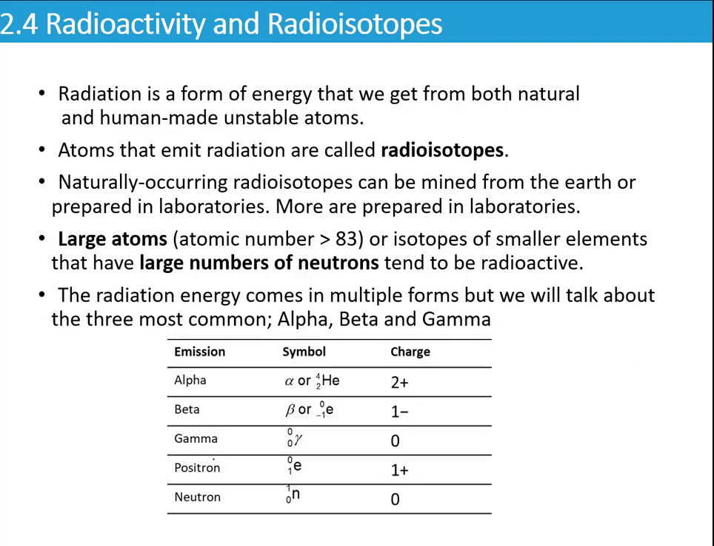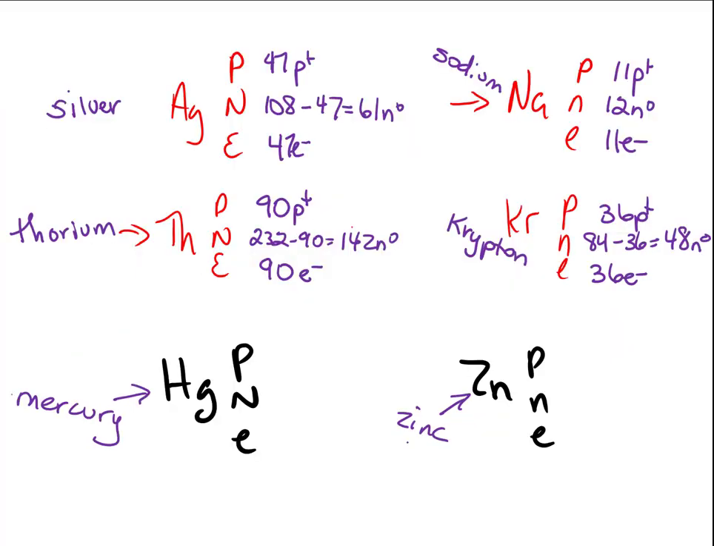So what atoms are like this? Well, the ones that are the most unstable are the big ones. Remember when we were doing this right here? Looking at sodium, see how sodium is like 11 protons, 12 neutrons? They're about the same. But then look at silver. What do you notice about silver? It's 47 protons and how many neutrons? 61. So it has about a third more neutrons than it does protons. Now look at thorium. What do you notice about the number of neutrons that thorium has? It's closer to 50% more neutrons than protons.